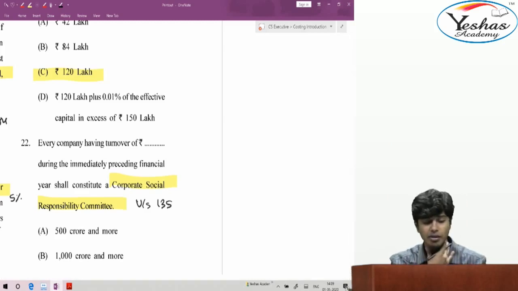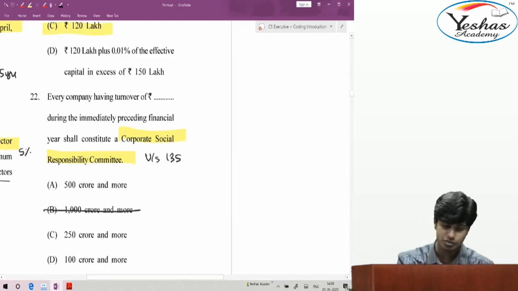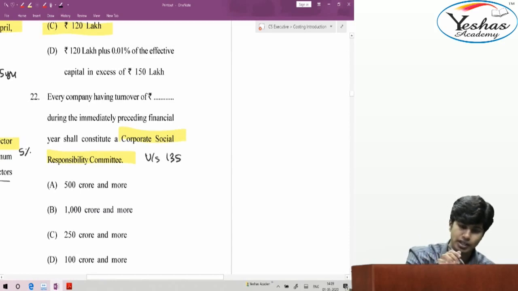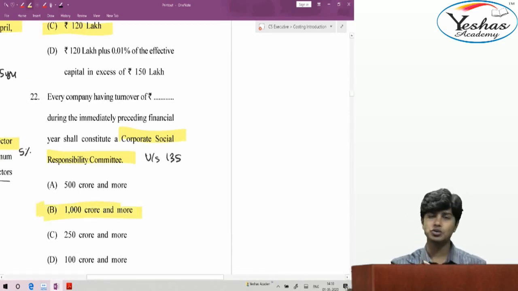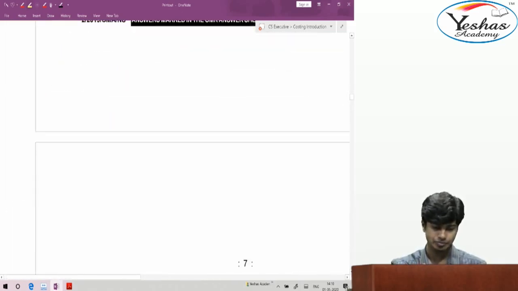Going ahead, every company having turnover of how much? If the turnover exceeds 1000 crores, then you're supposed to constitute one CSR committee. So this is with respect to section 135, question number 22. Let us now go to question number 23.